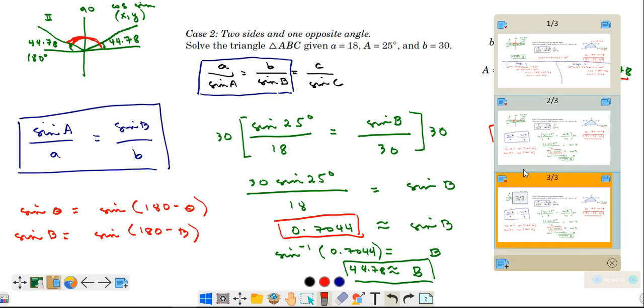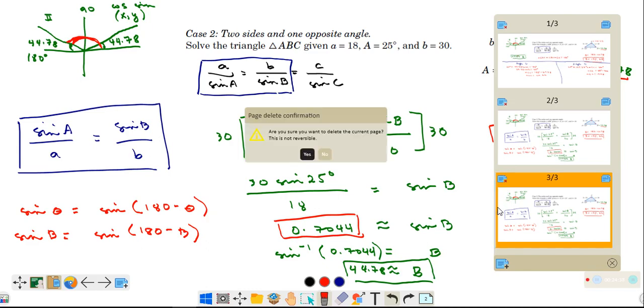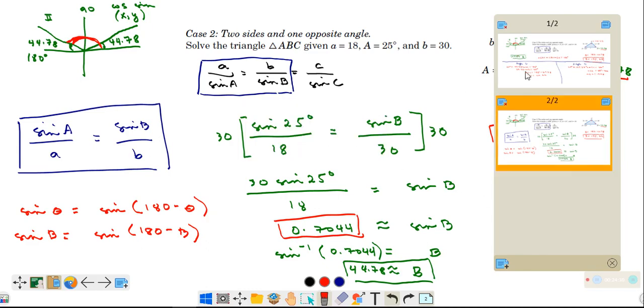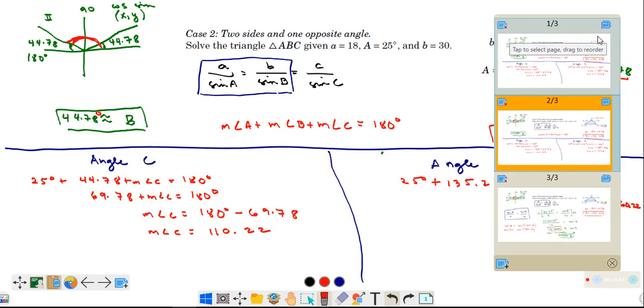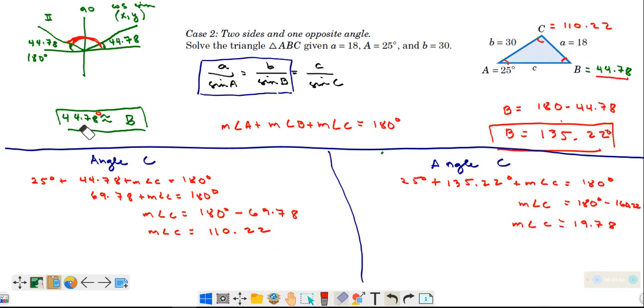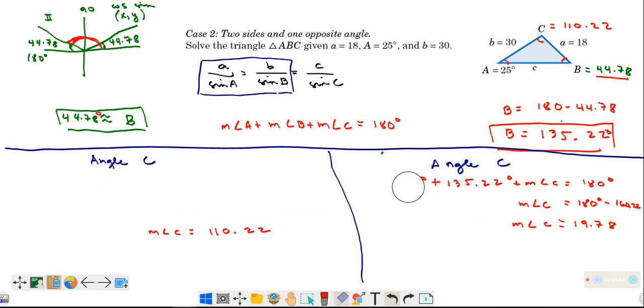Aba, namali ako ng duplicate. Ito dapat yung i-duplicate ko. Bura tayo ulit. So, tanggalin ko yung computation dito, kasi ang kailangan ko lang ay itong dulo.